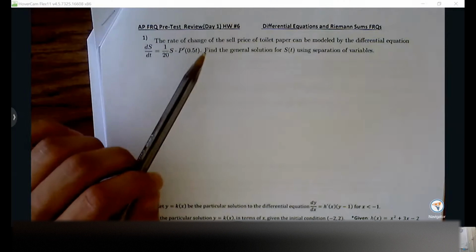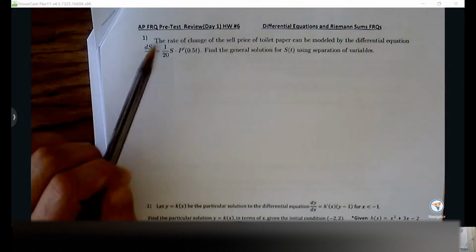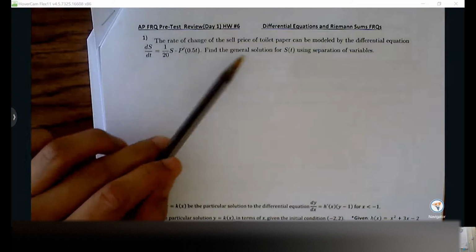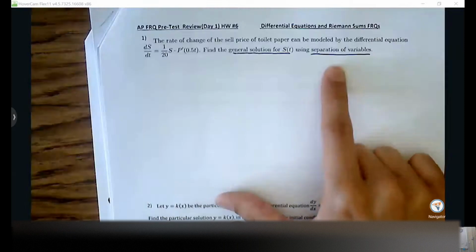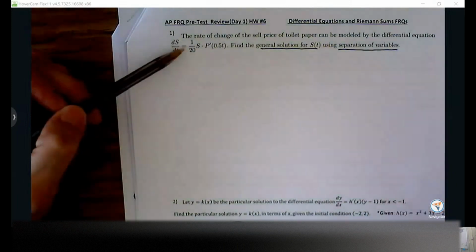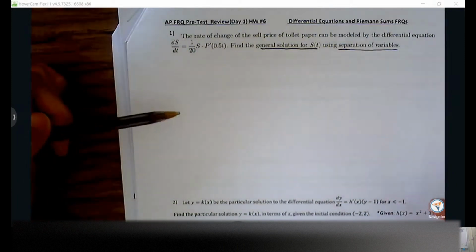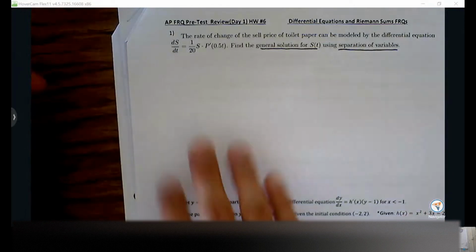Says the rate of change of the sell price of toilet paper can be modeled by the differential equation. Find a general solution. So we're going to have to take the integral, so we can separate the variables. We'll separate the variables first and then take the antiderivative. So I like to get everything set up with the fraction equal to a fraction so I can line up my diagonals and do cross multiplication.